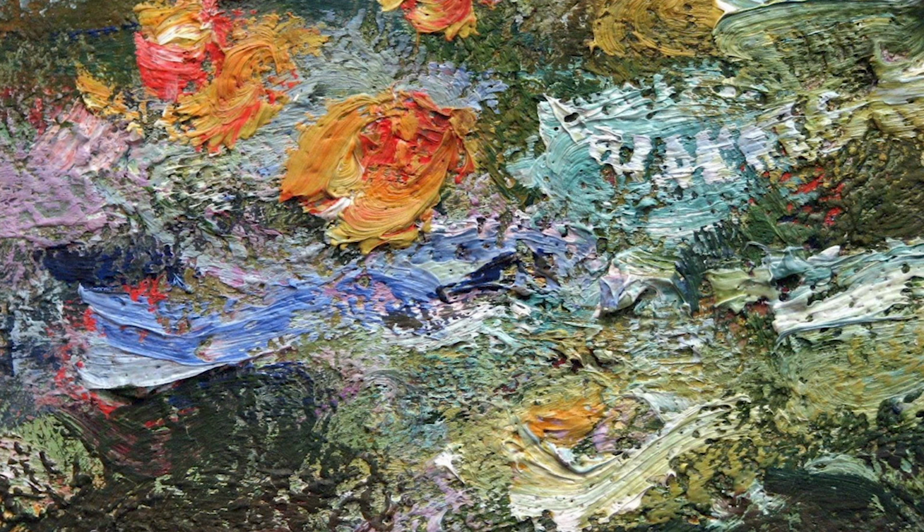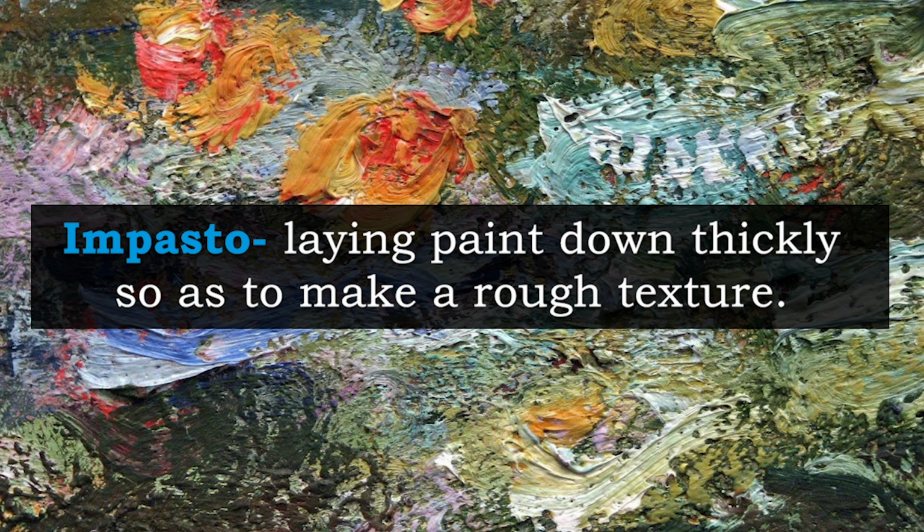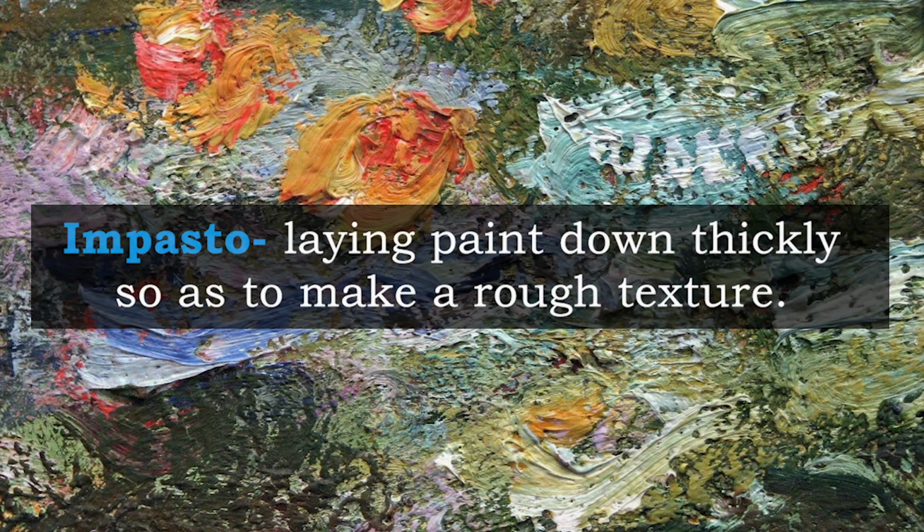Now, in addition to mimicking visual textures, paintings do possess actual physical textures as well. The impasto technique especially is well known for how thickly the paint is layered onto the canvas, giving it a rough actual texture that corresponds with the brushstrokes.